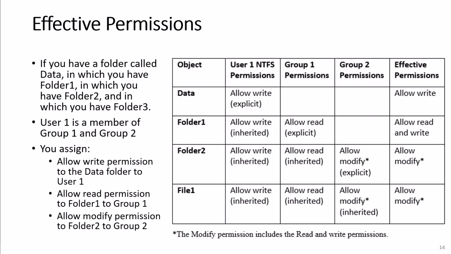If you have a folder called Data, in which you have folder 1, and in which you have folder 2, in which you have folder 3. User 1 is a member of group 1 and 2. You assign allow write permissions to the data folder to user 1, allow read permissions to folder 1 to group 1, allow modify permissions to folder 2 to group 2.